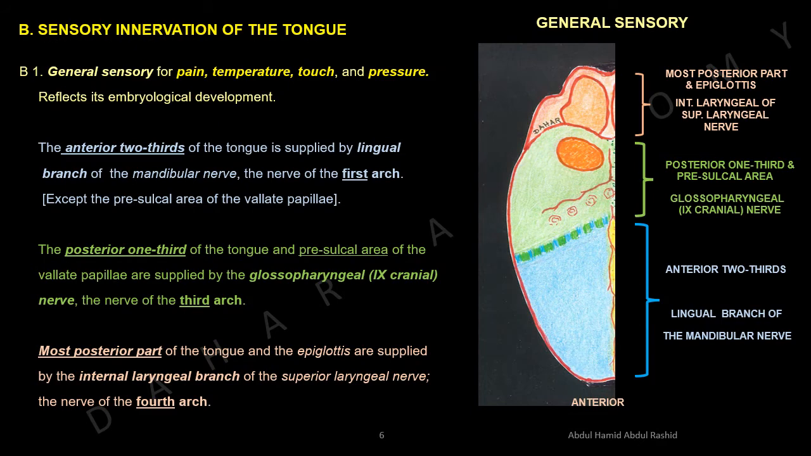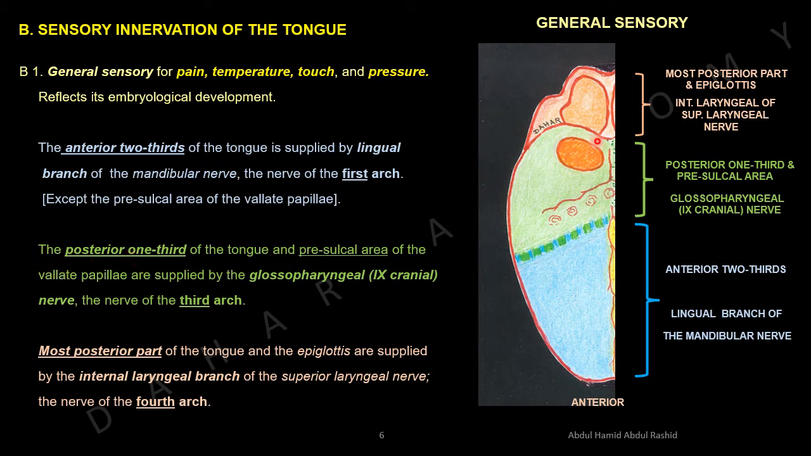B. Sensory innervation of the tongue. B1. General sensory for pain, temperature, touch and pressure reflects its embryological development. The anterior two-thirds of the tongue is supplied by the lingual branch of the mandibular nerve, the nerve of the first arch, except the pre-sulcal area of the vallate papillae. This is the pre-sulcal area of the vallate papillae. So the rest of the anterior two-thirds is supplied by the lingual branch of the mandibular nerve.